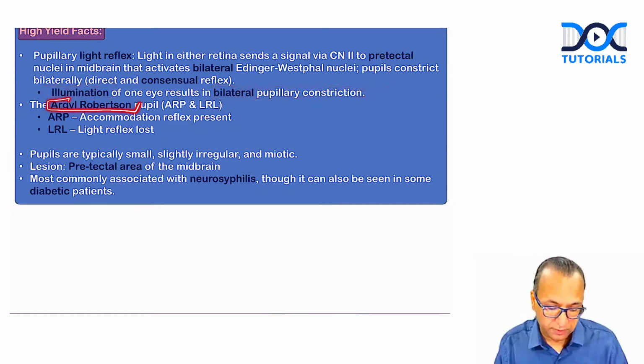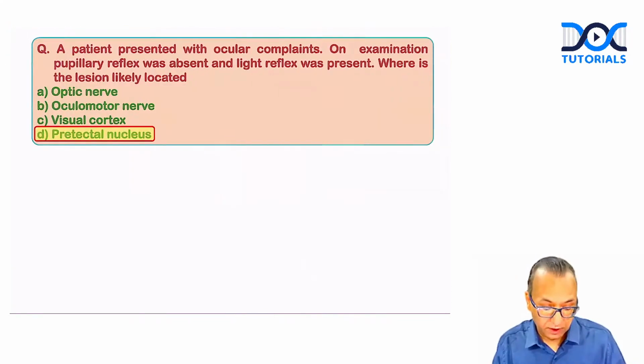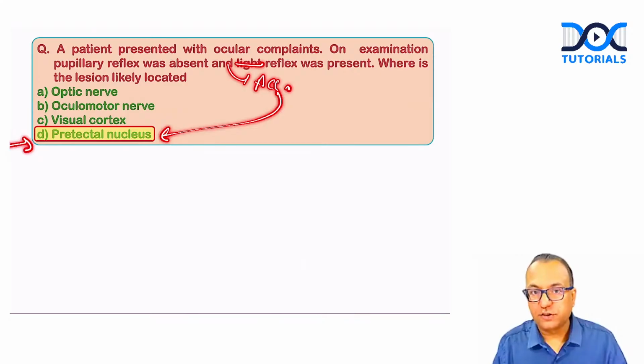Now, what about Argyll-Robertson pupil? Accommodation reflex present, but light reflex lost. Argyll-Robertson pupil, ARP. So accommodation reflex present, but light reflex is lost. Pupil will be small, irregular, miotic, and the lesion is in the pretectal area. Can happen in neurosyphilis or diabetic patients, as I mentioned. So this is a case of, you should actually write here, accommodation reflex present. There's a correction. And your answer is pretectal nucleus.